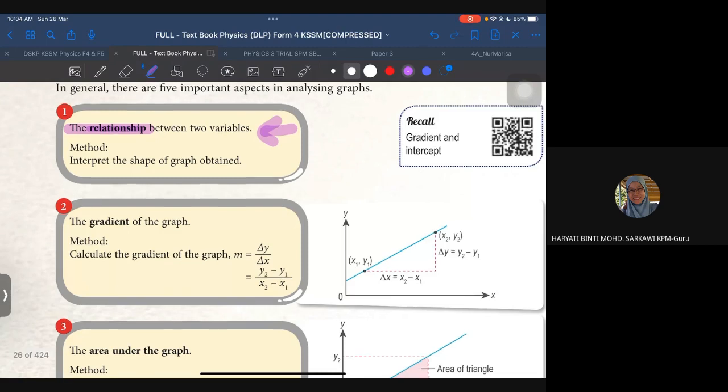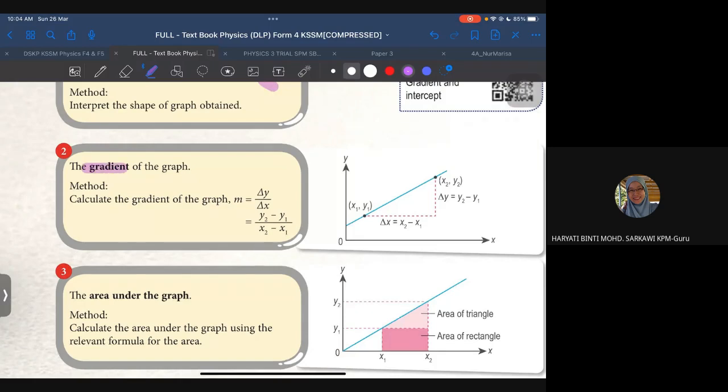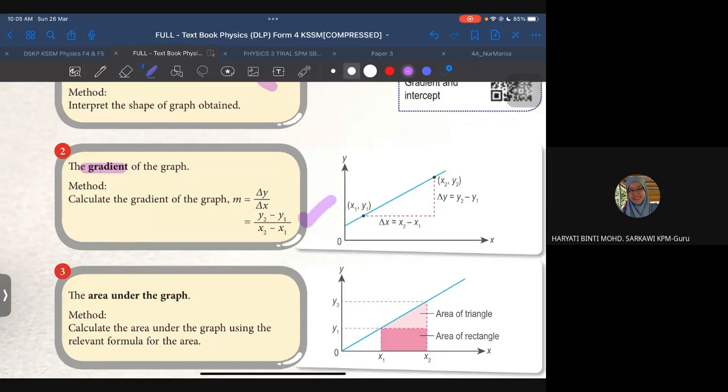All right. Now, next one is determine gradient. Gradient we also discussed already. Hopefully, you know the gradient of the graph normally has a unit. Usually there will be a unit. But there are some conditions where the gradient does not have a unit. Can you guess when? When will the gradient of the graph have no unit?